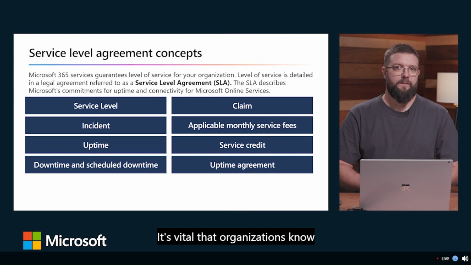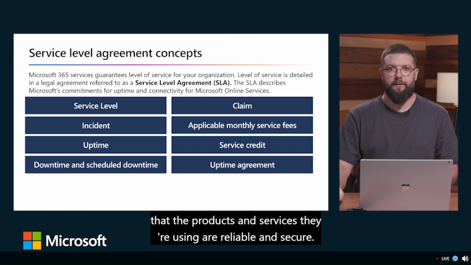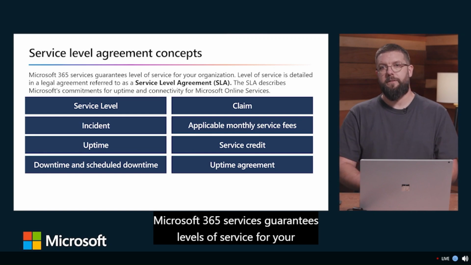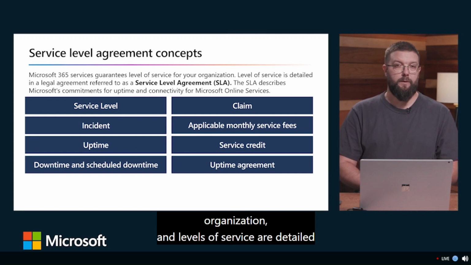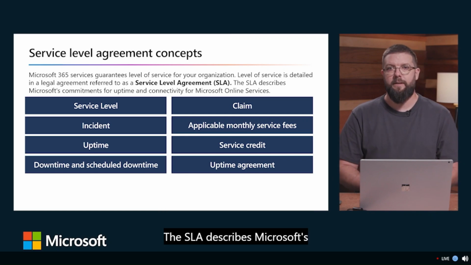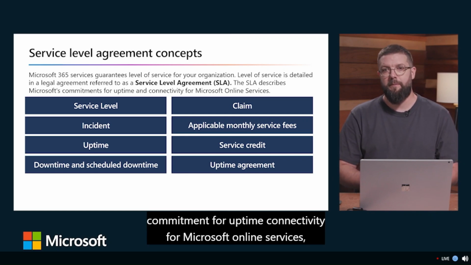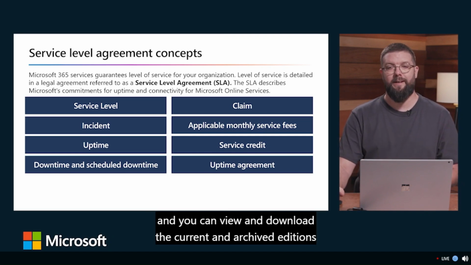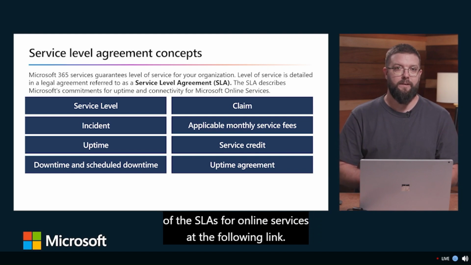It's vital that organizations know that the products and services they're using are reliable and secure. And Microsoft 365 services guarantee levels of service for your organization. And levels of service are detailed in a legal agreement referred to as a service level agreement. The SLA describes Microsoft's commitment for uptime and connectivity for Microsoft Online Services. And you can view and download the current and archived editions of the SLAs for online services at the following link.